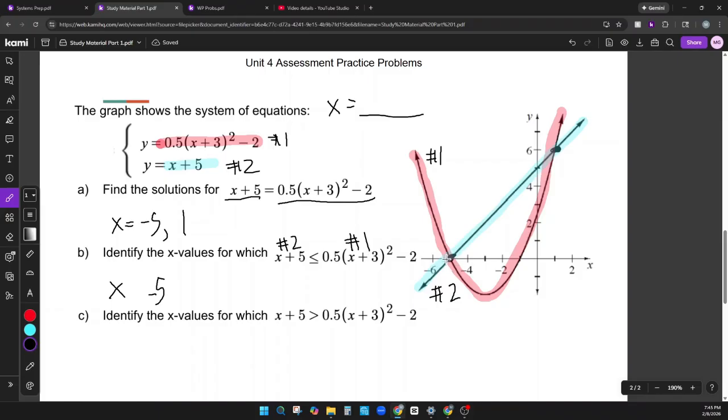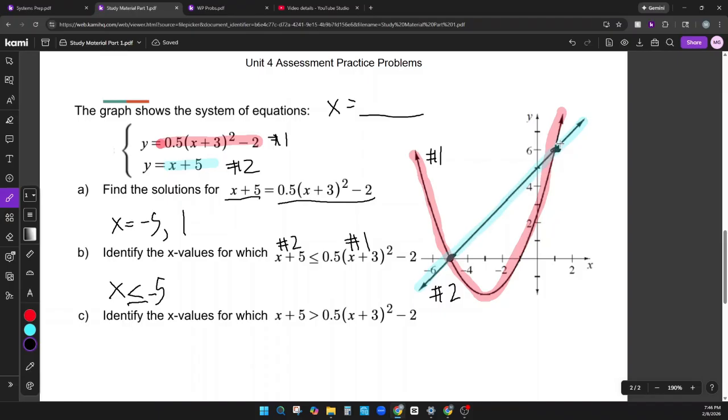So the way that I write that out is by saying x is less than or equal to -5. The reason I have the equal to sign there is because if I start with an equal to sign in my problem, I need to have an equal to sign in my answer. So I'm saying x is less than or equal to -5 is where my blue line is lower than my red line.